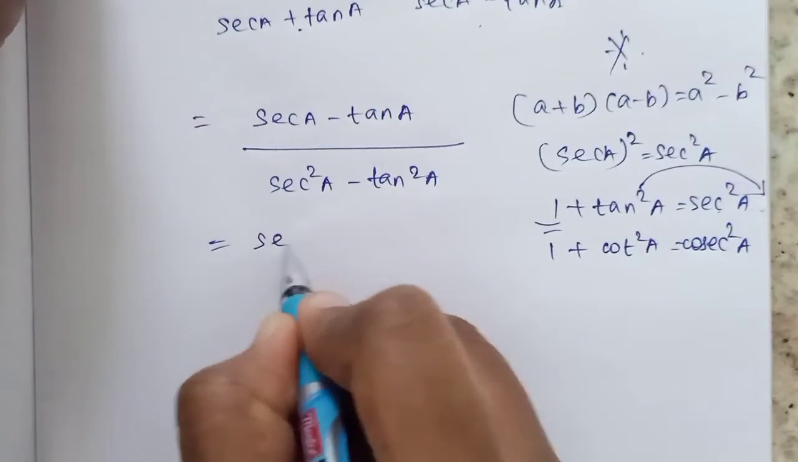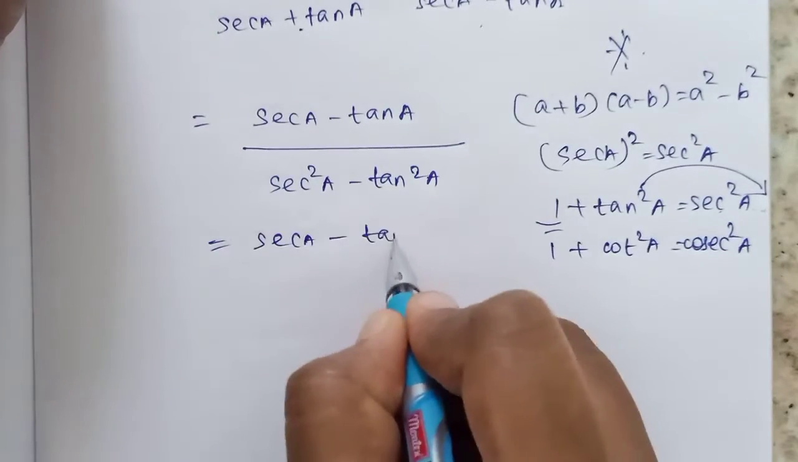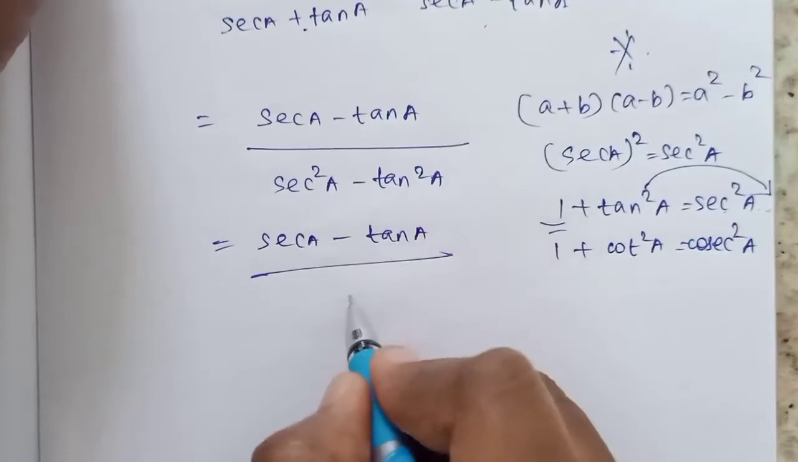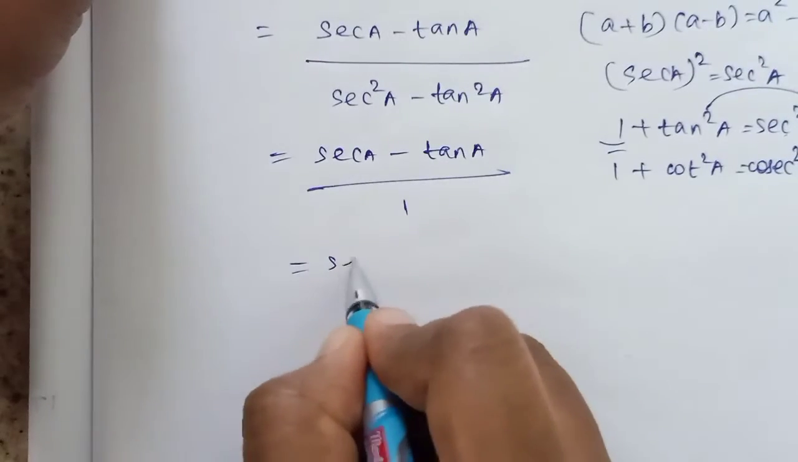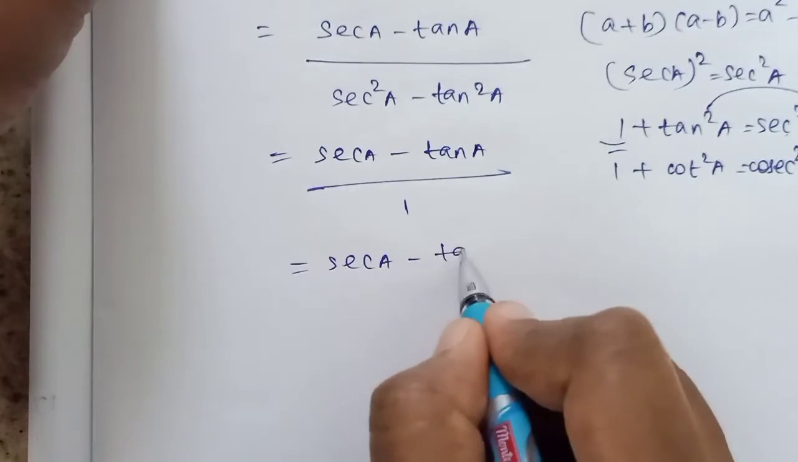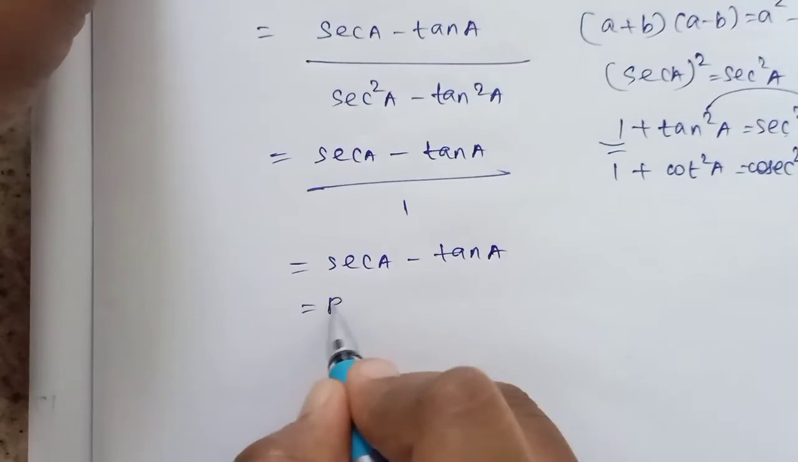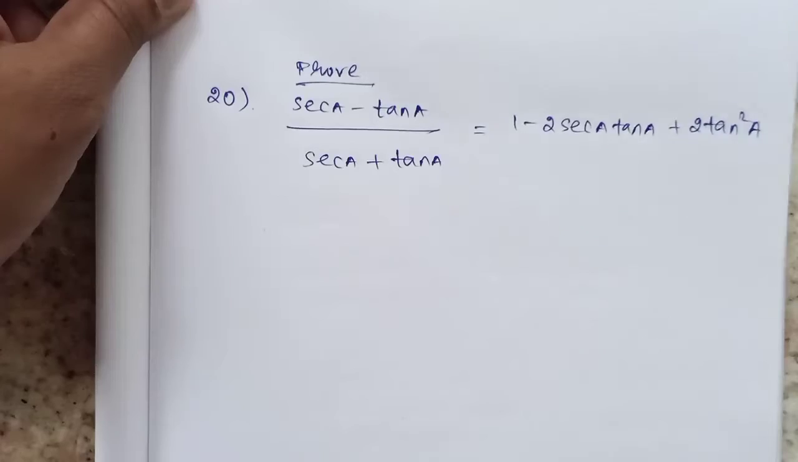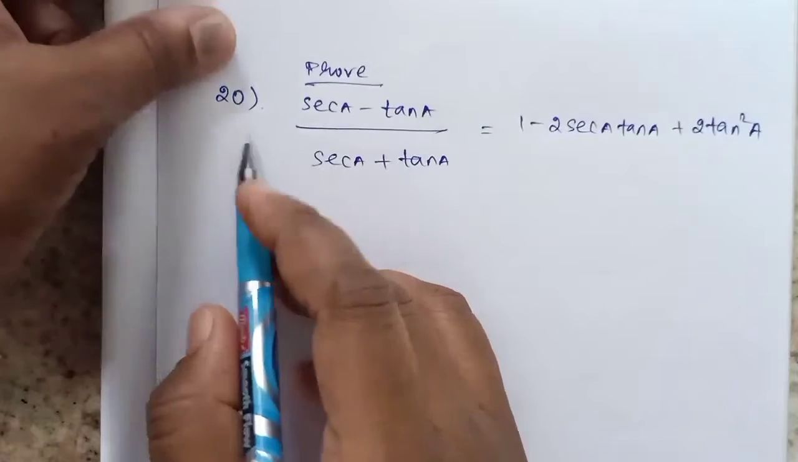So secant A minus tan A by this value 1. Anything by 1 is the same thing. So secant A minus tan A, which is our RHS. Hence proved.